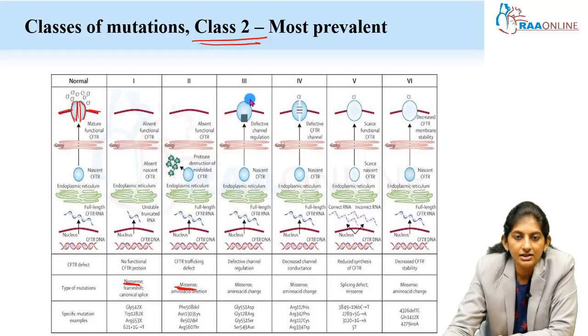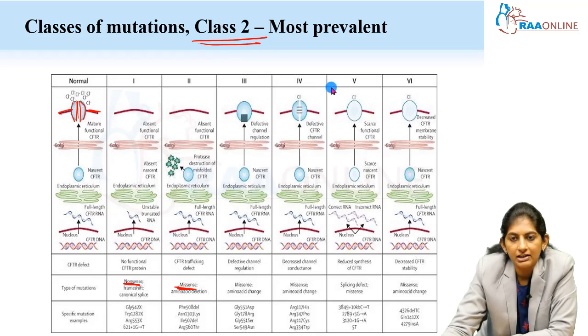Class 3, you can see that there is a CFTR protein. You can visualize a CFTR protein, but there is no function. It doesn't function as a chloride channel here. So it basically reaches the epithelium, but the channel doesn't work. So defective channel regulation. Next, going to class 4. In class 4, the channel is open, but the conductance is not normal. So the conductance is decreased. The decreased chloride secretion happens here in class 4.